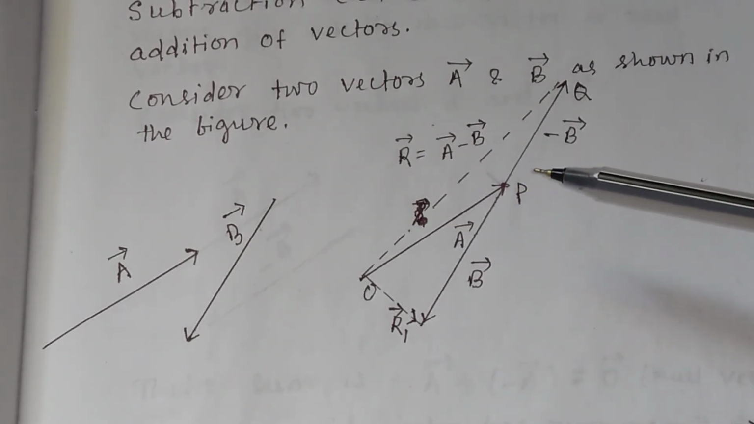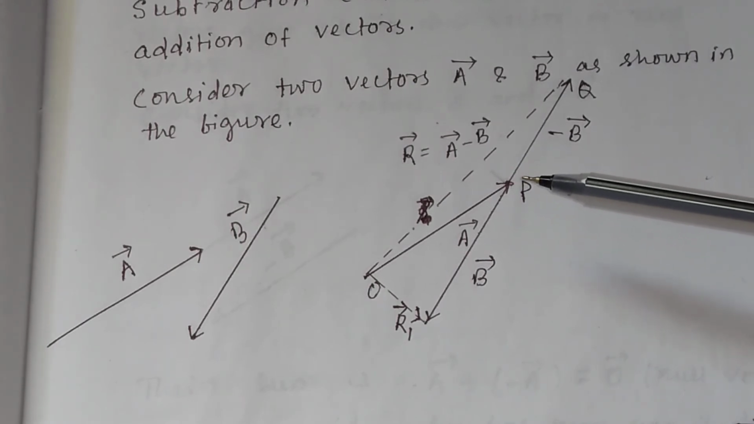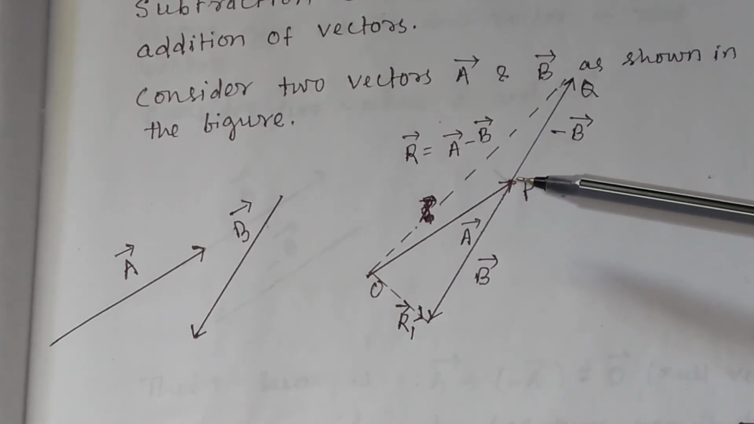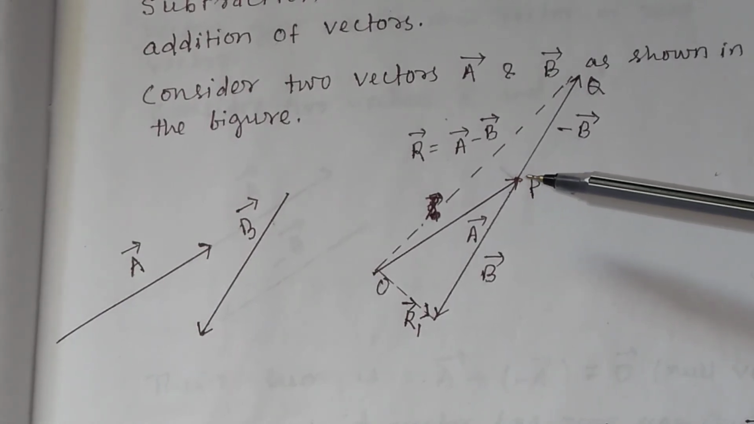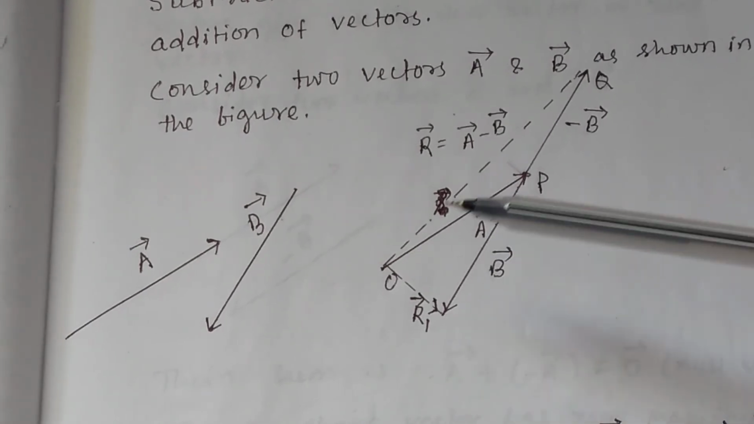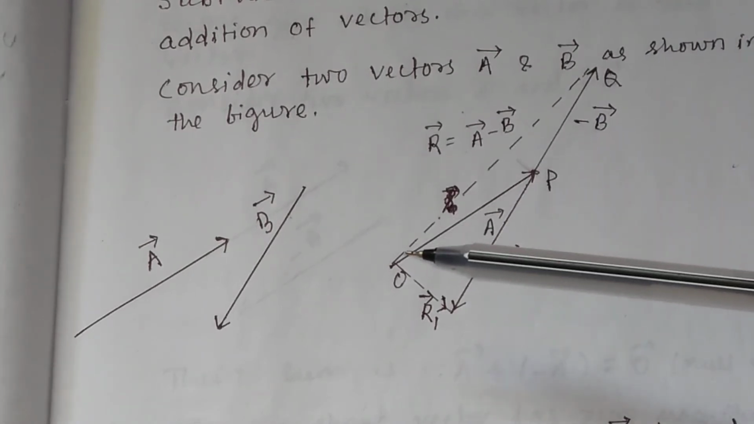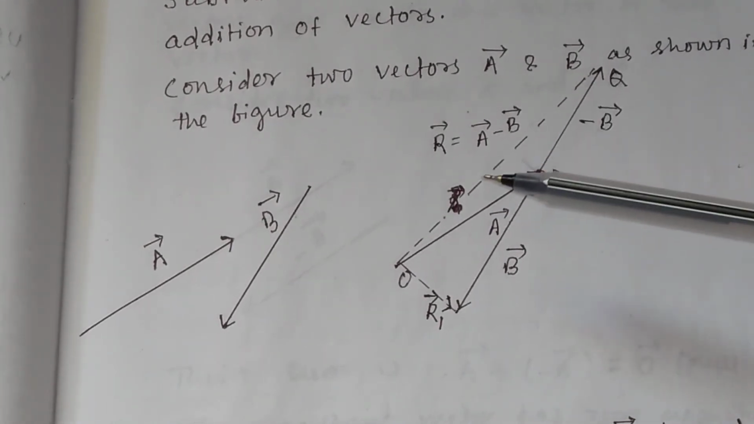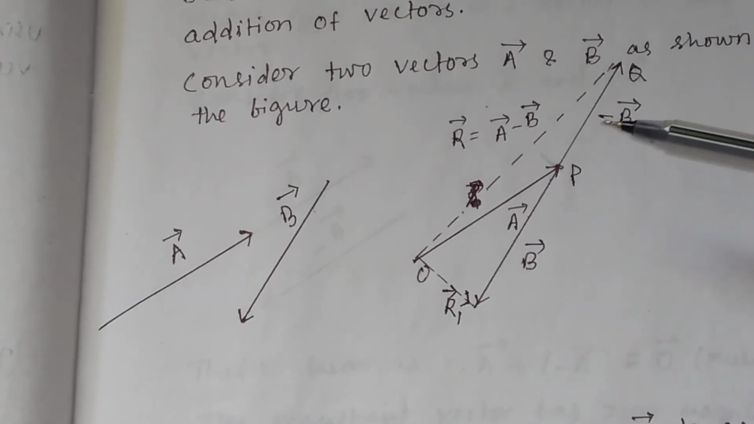This is how you can do it. Place the tail of the vector minus B at the head of the vector A. Now join the tail of A to the head of minus B. Then you will get the line OQ, and this line OQ will represent the difference of the vectors A and B.